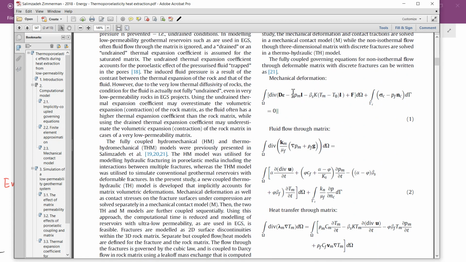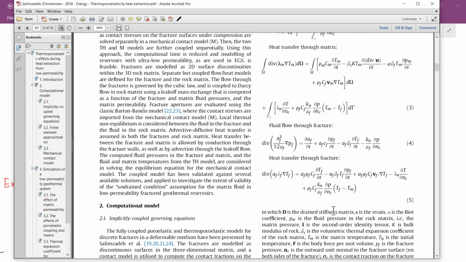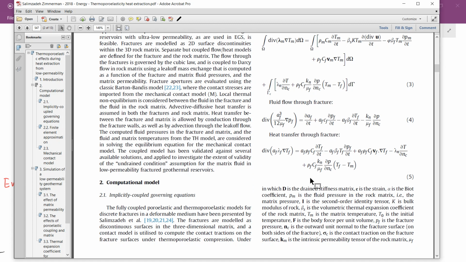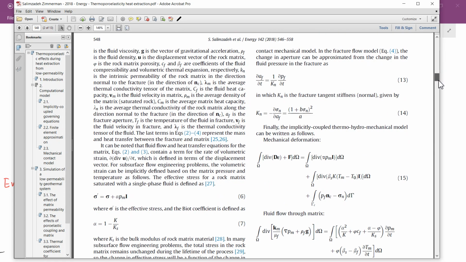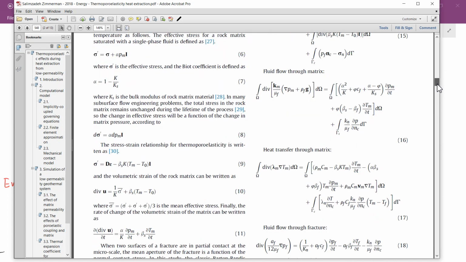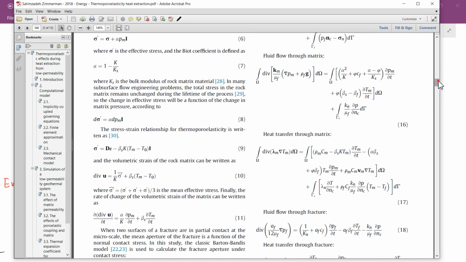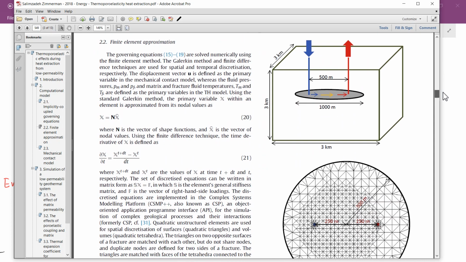So now we know what all of these are: the betas, the alphas, the bulk modulus. Here also you will find the equations of diffusivity for heat and for pore pressure. And if we go further, you can also see the Biot coefficient and things that we know by now, and also an application for geothermal energy. I'll post a link to this paper in the description of the video.